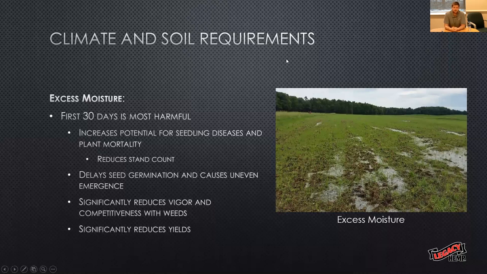We can reduce vigor and competitiveness with weeds. As you can see in the photo there, most of what's green is our grasses. Our foxtail and barnyard grass do not have as much issue with wet weather as what our hemp does. So generally what happens is this crop will sit and remain at roughly the same height until it dries out and then begins its growth again. So we just have to be aware that we can't control weather, and weather will be a major impact with this crop, whether grain or fiber, or even CBD for that matter.